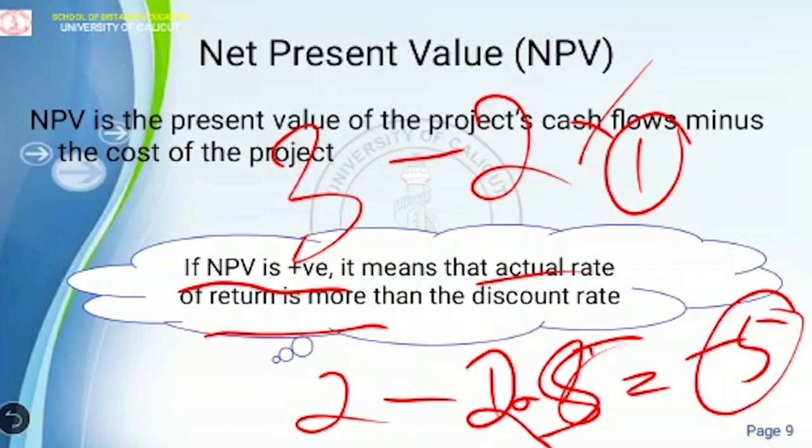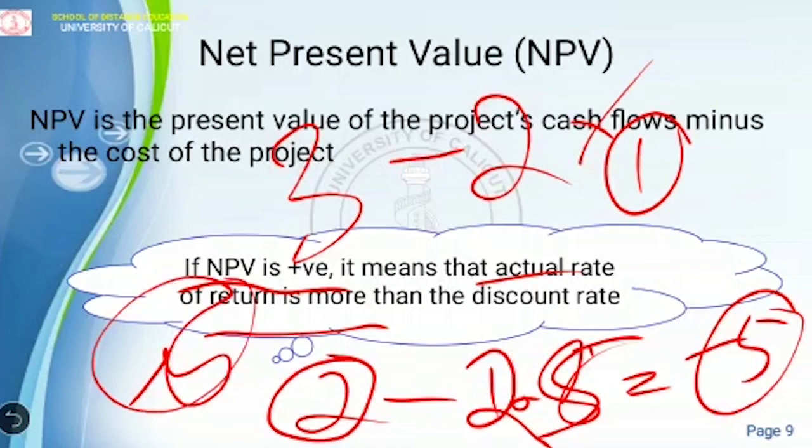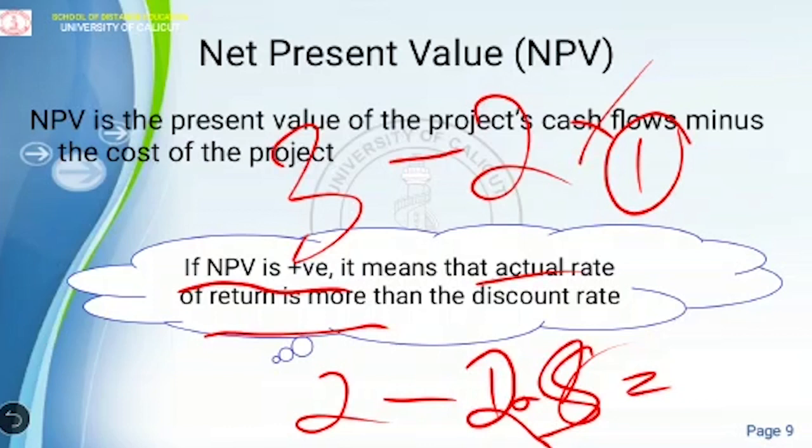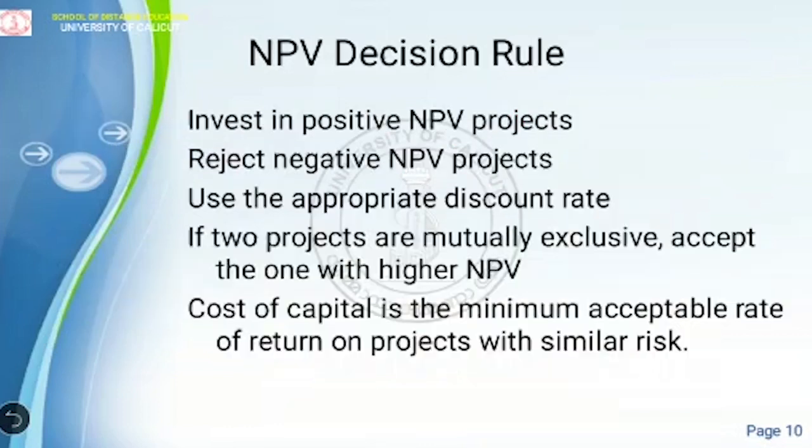So NPV is negative. That means you are investing 2.5 lakh, but you are actually getting only 2 lakh. So 50,000 is negative, and you can't accept under this condition. So if NPV is positive, it means the actual rate of return is more than the discount rate. So the decision rule here is to invest in the positive NPV project or reject the negative ones.